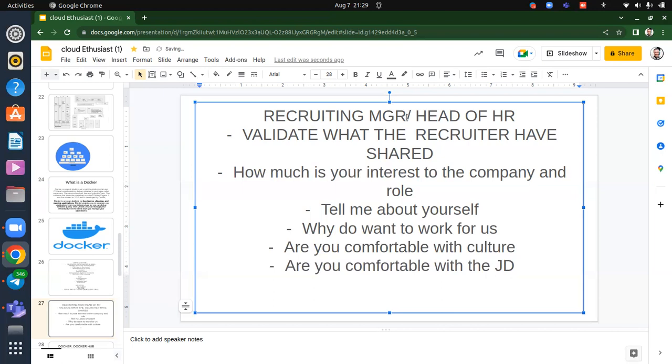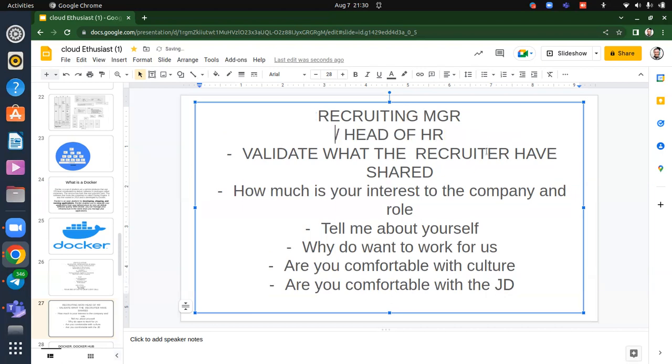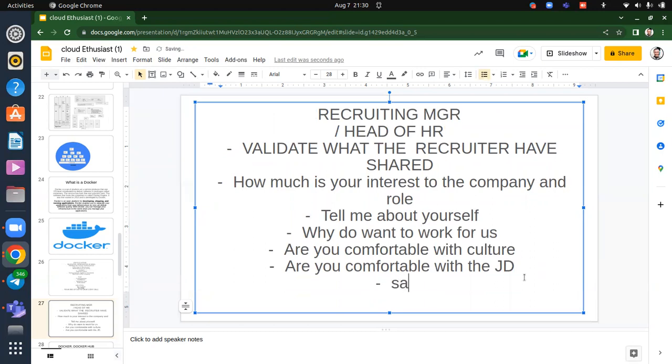These people are not technical people, so they are not going to ask you technical questions. They are going to ask you behavioral questions. And they also want to know your salary expectation. Be careful, because whatever you tell them is not going to count, because there's already a salary tied to the role. So these are the questions they are going to ask.